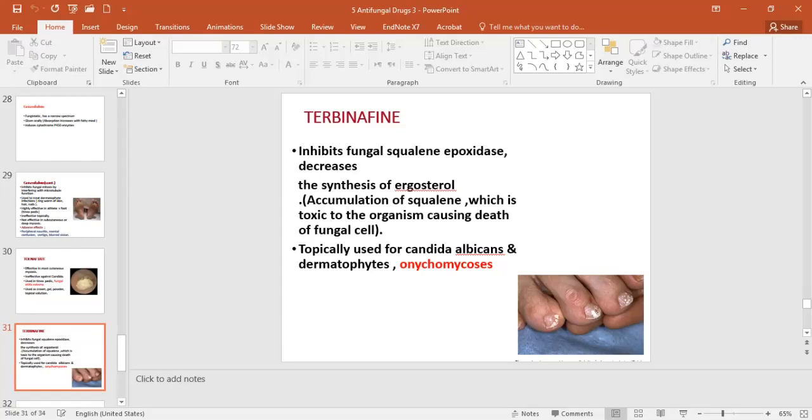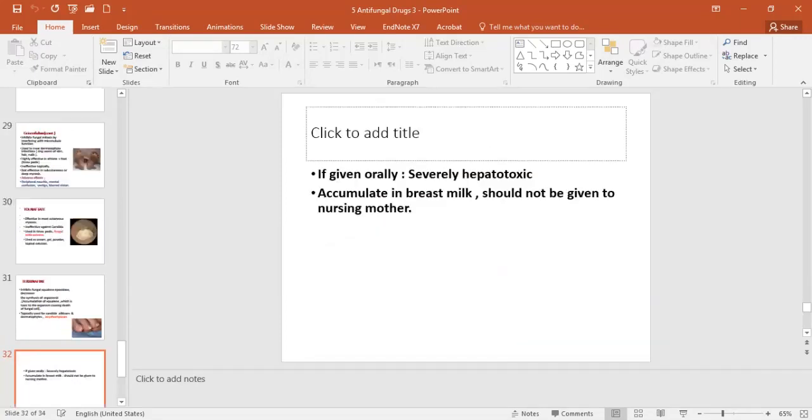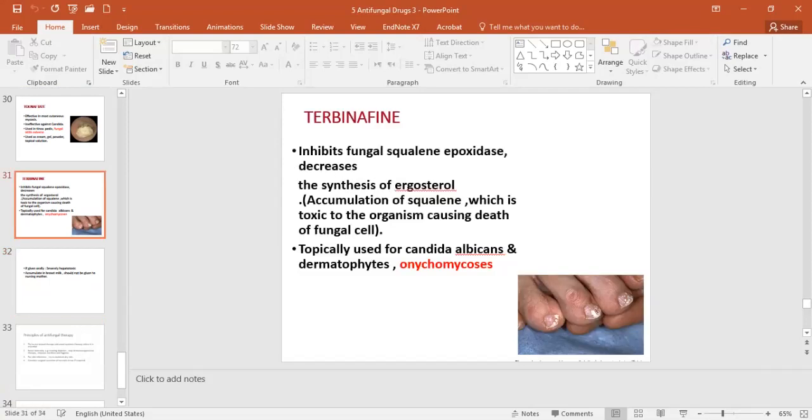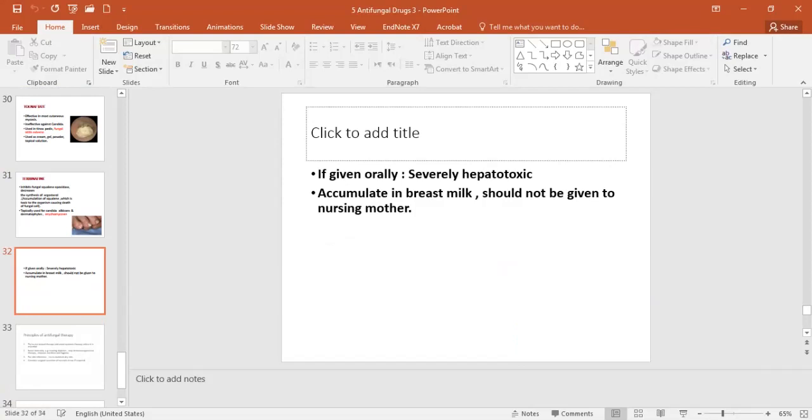As you can see in this image, this is an infection of the nail by fungi, which leads to breaking of the nails with a white layer on them. This is onychomycosis. Here the drug of choice is terbinafine. If given orally it's severely hepatotoxic, so it is mostly used as a topical treatment. It accumulates in breast milk and should not be given to a nursing mother.